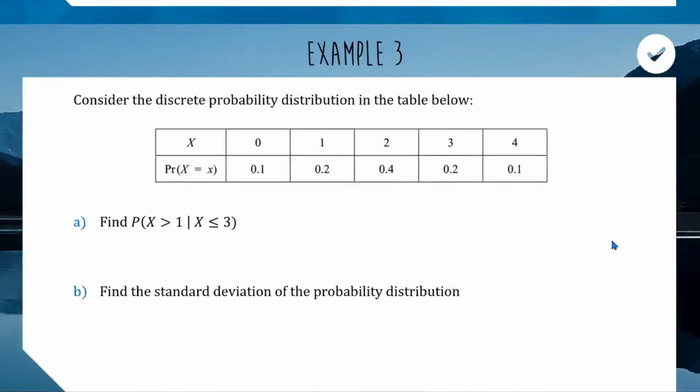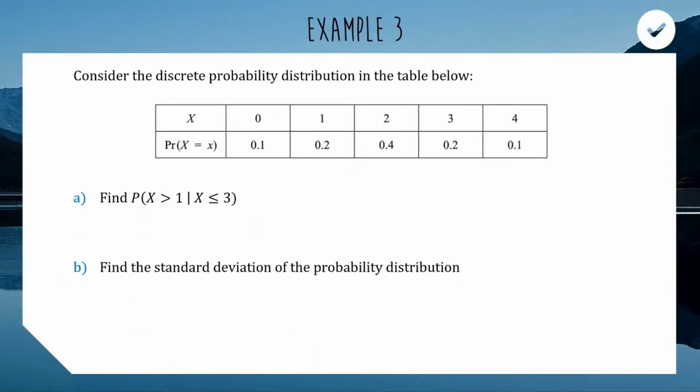All right, onto the next example, example three. We have once again another discrete probability distribution in the table below. We have all of our outcomes and all of our probabilities.